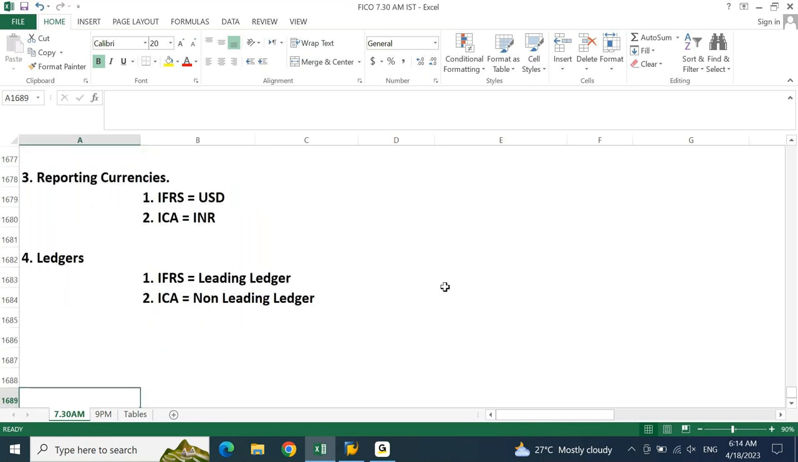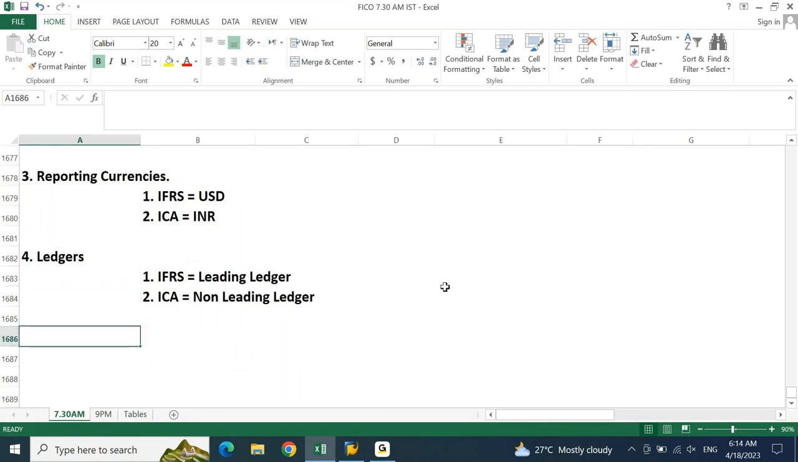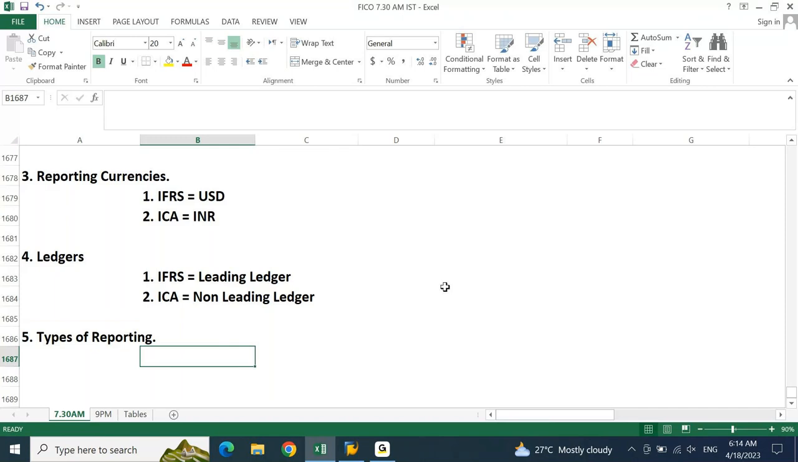Now, after this, point number 5, I'll simply put types of reporting. I'll mention two types of reporting. One I'll mention as local reporting. Second point I will mention is group reporting.